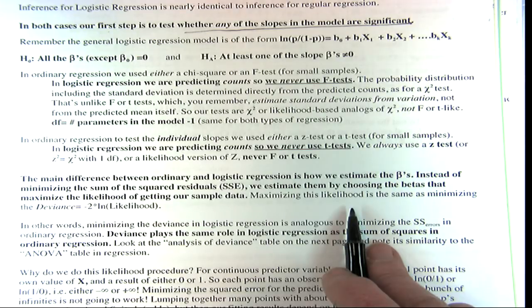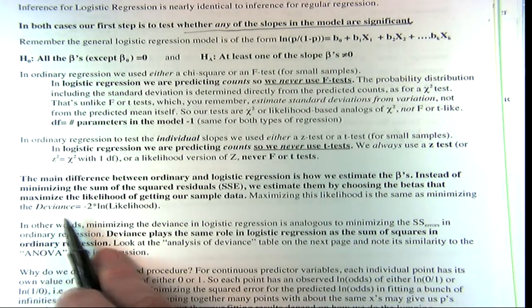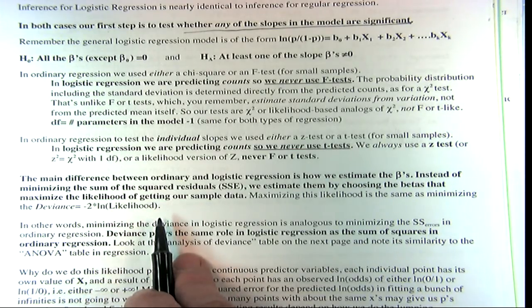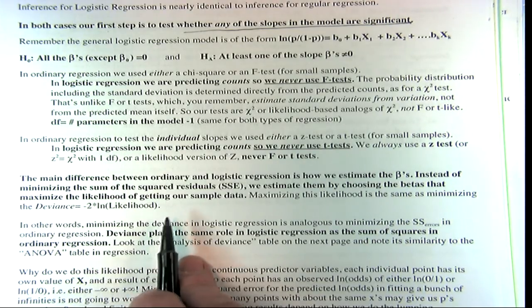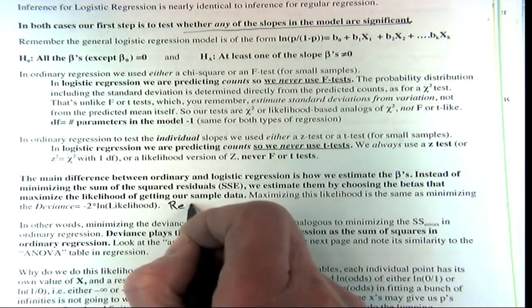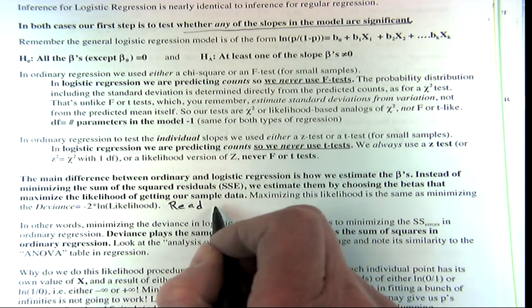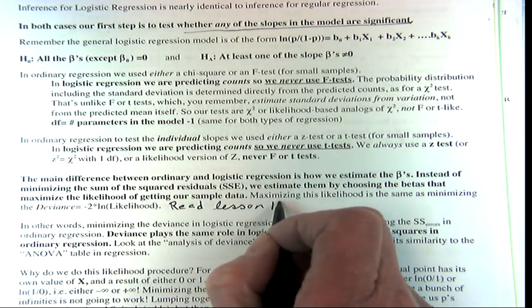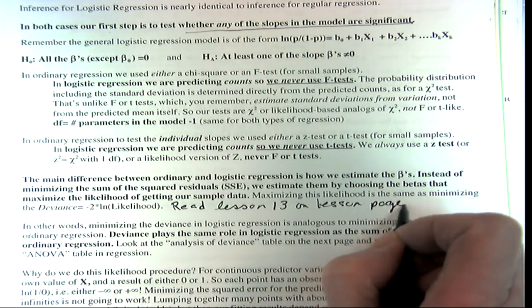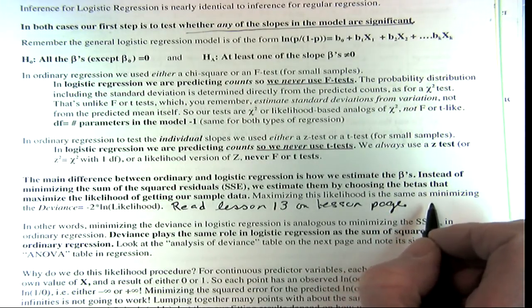Maximizing the likelihood is the same as minimizing something called the deviance, which is negative 2 times the log of the likelihood. If you're following along and taking the 390 course, there's a lot more mathematical explanation. And if you want to read that, it's very useful. You're not required to read that, but if you want a more mathematical explanation, you could read lesson 13 on the lessons page. You all have access to it on the 390 site.